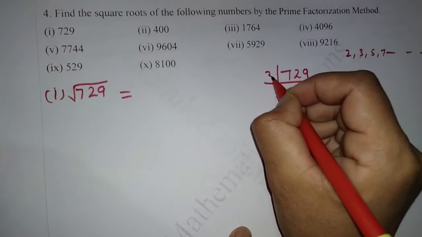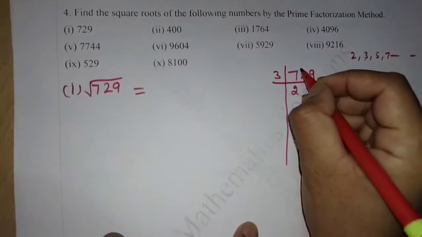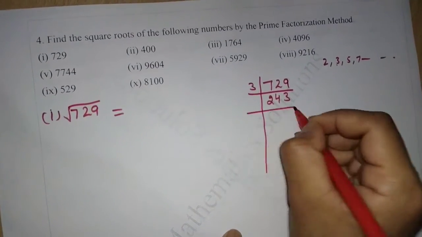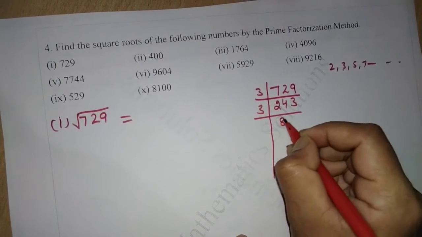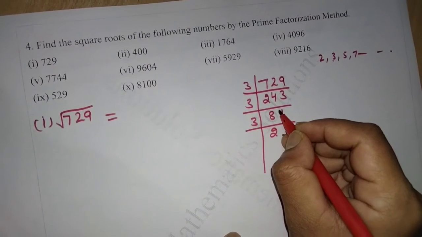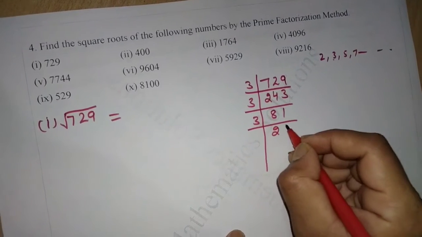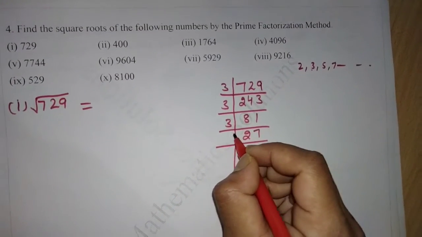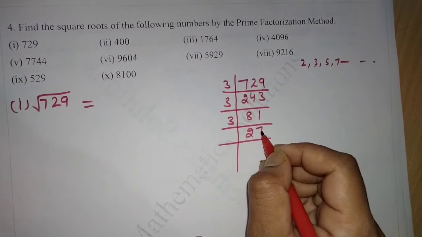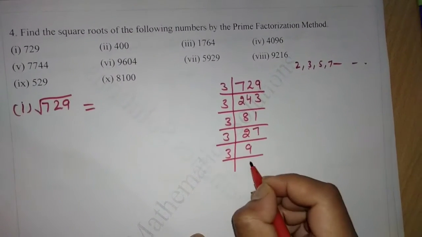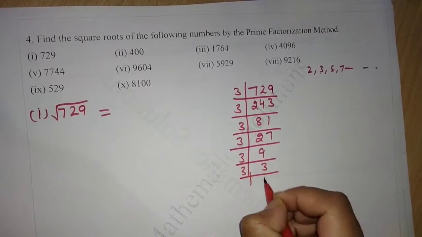So let's divide it by 3. 3 2s are 6, here it becomes 12. 3 4s are 12. 3 3s are 9. 3 8s are 24. 3 1s are 3. 3 2s are 6, here it becomes 27. 3 7s are 21. 3 9s are 27. 3 3s are 9 and 3 1s are 3.